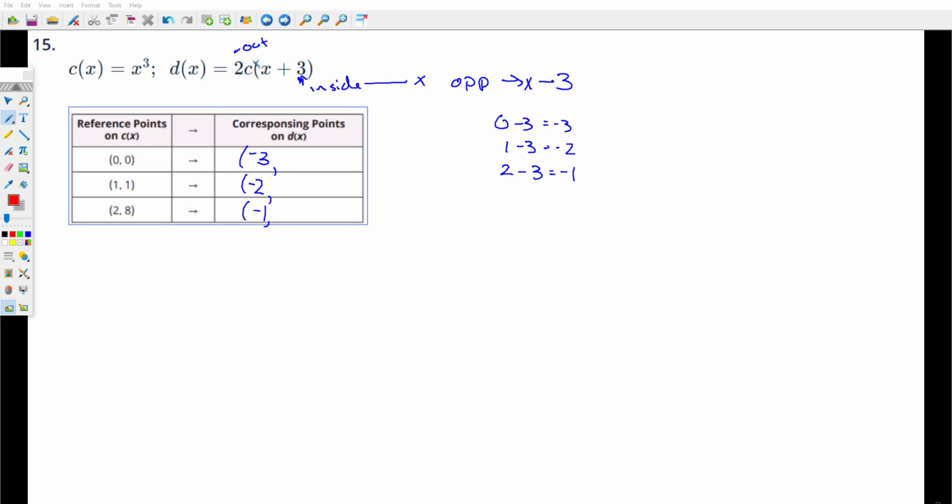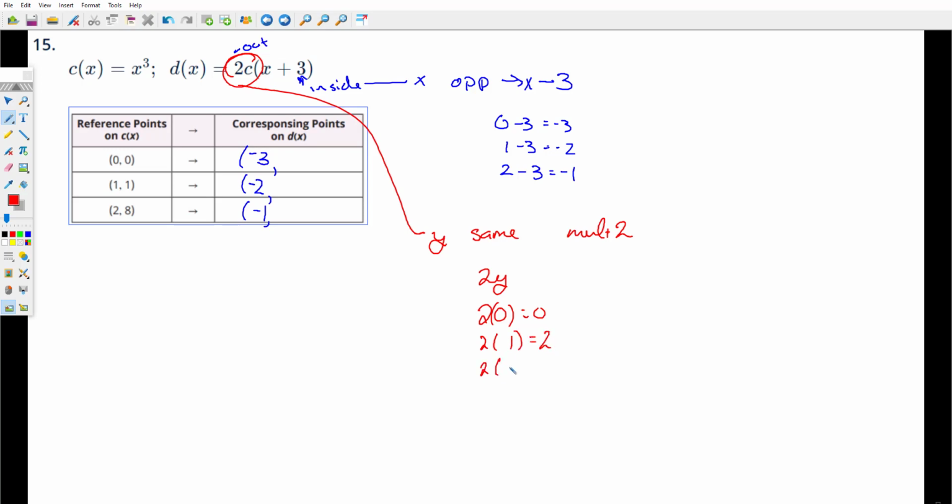And then here we're on the outside, so that's going to change my y's, and it behaves the same. So I am multiplying by 2. So 2 times my y, which would be 2 times 0, which is 0, 2 times 1, which is 2, and 2 times 8, which is 16.